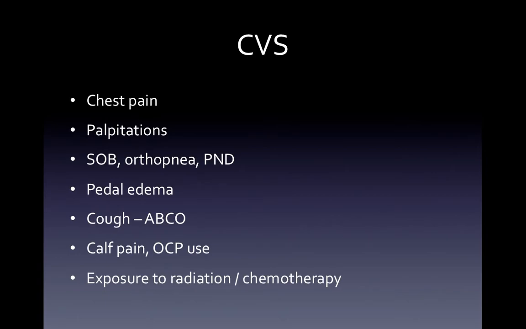Alright. In detail, I'll go to the CVS part. If it's not the examination but you want history taking other than the chief complaint, just remember these: chest pain, palpitations, SOB, orthopnea, PND, pedal edema. If they say cough, you can ask ABCO again: amount, blood, color, odor. Cough pain, if they say yes, you ask about OCP use. You can suspect pulmonary embolism or DVT in these patients. And exposure to radiation or chemotherapy, you can ask about pulmonary fibrosis or something like that.